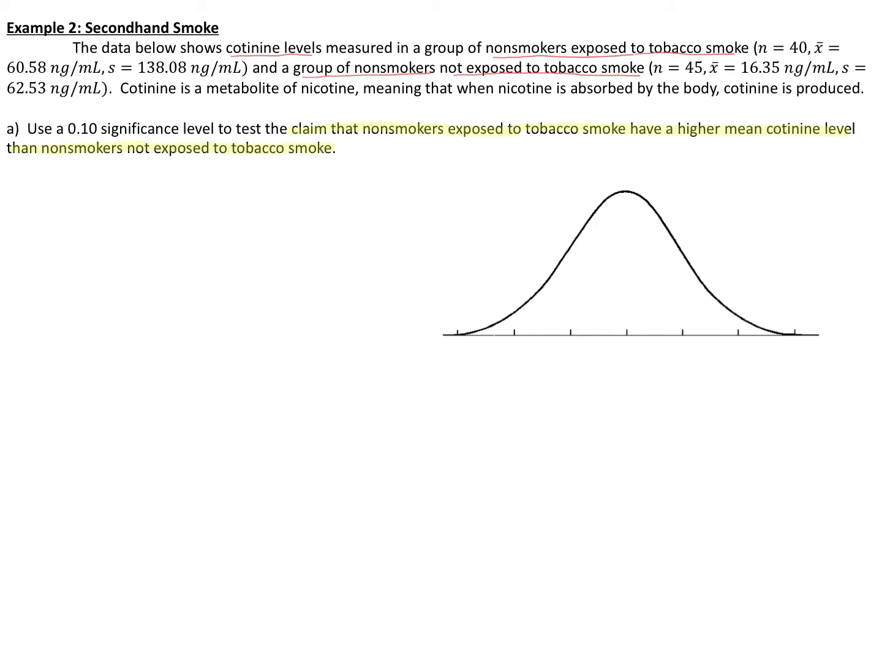The very first thing you want to make a note of is that we are interested in looking at mean cotinine levels. This is a reminder that we're dealing with a population mean. That's the parameter of interest. So I'll write that up at the top: population mean, which we call mu. So mu represents the mean cotinine level.